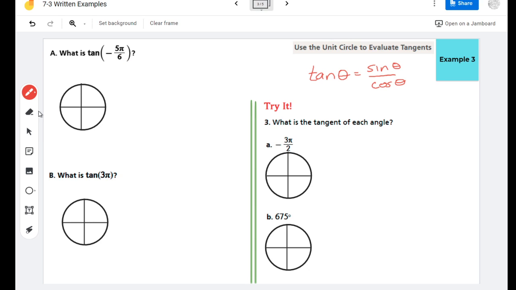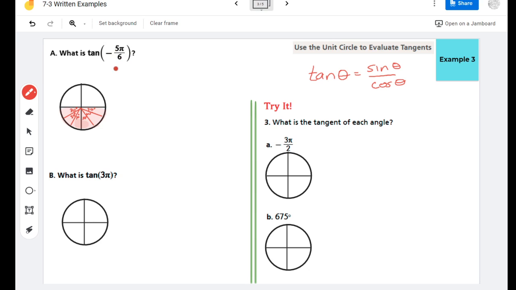We know that a negative angle measurement is going to be down here in the bottom part of the circle, because we're going clockwise. So down here somewhere is my negative 5 pi over 6. Because it's divided into 6, I'm cutting my pie slice into 6 pieces. Now 1 pi is 180 degrees, so if I'm cutting it into 6 slices, each of these little slices is 30 degrees, if that helps you understand where I'm at.